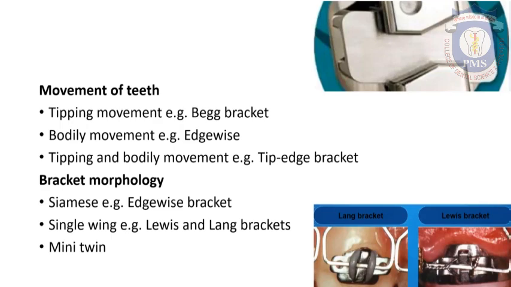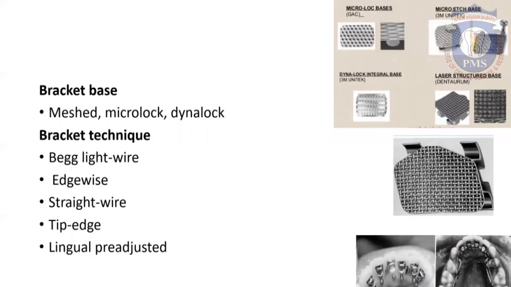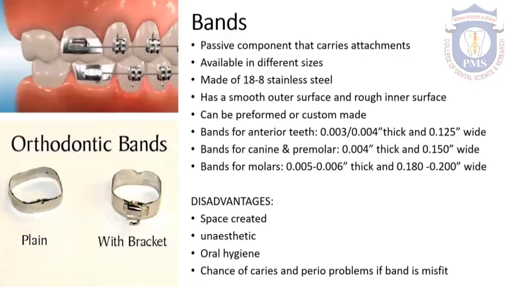is edgewise, both tipping and bodily movement, that is tip edge bracket. Then according to bracket morphology, Siamese, single wing, and mini twin. According to bracket base, there is meshed, then micro lock, dyna lock, etc. According to bracket technique, there is Begg light wire, edgewise, straight wire, tip edge, pre-adjusted, lingual, etc.